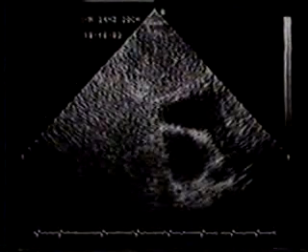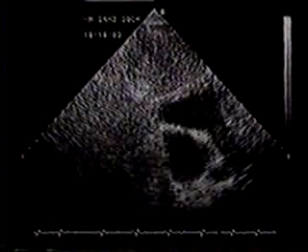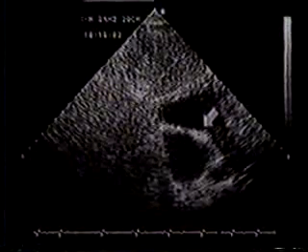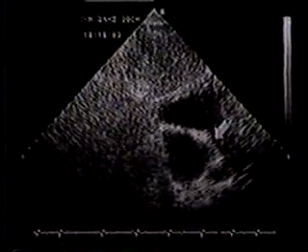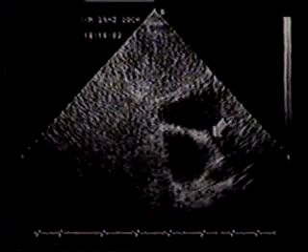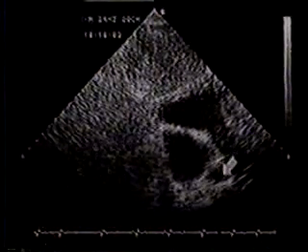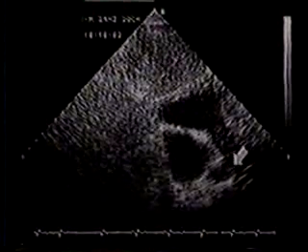By rotating the transducer clockwise and angulating anteriorly, the superior vena cava is imaged. Sinus venosus defect occurs in this portion of the atrial septum that is adjacent to the superior vena cava. This is the right pulmonary artery in short axis.